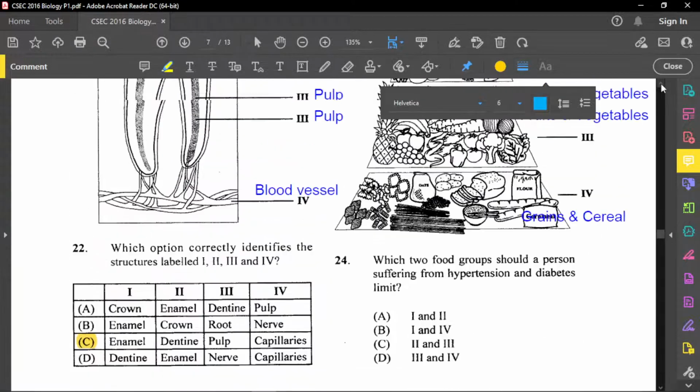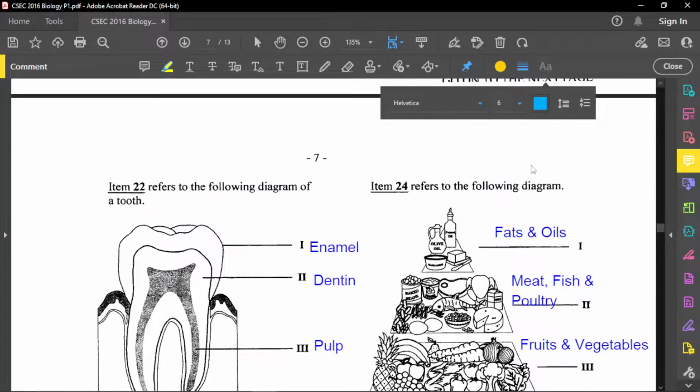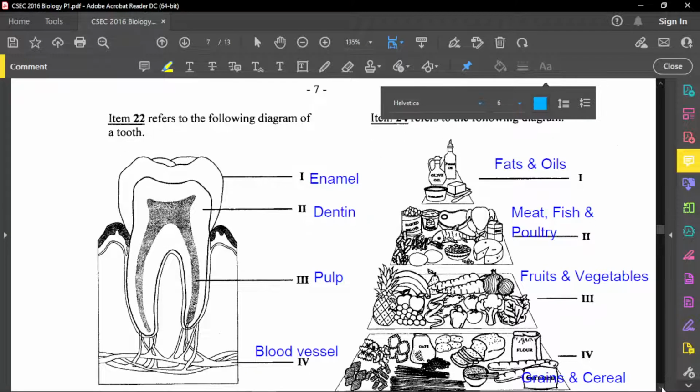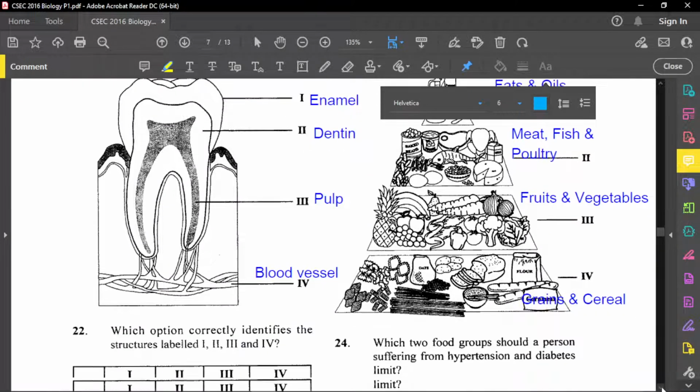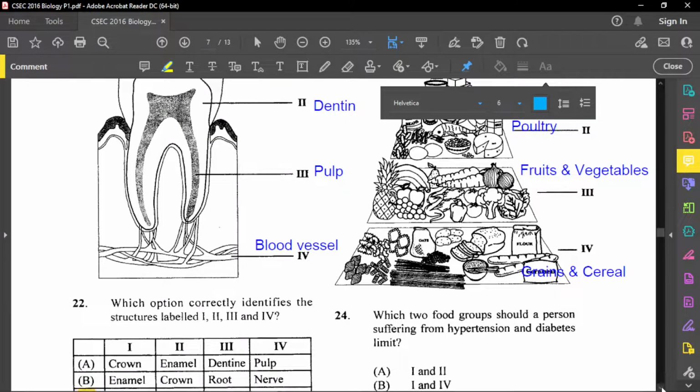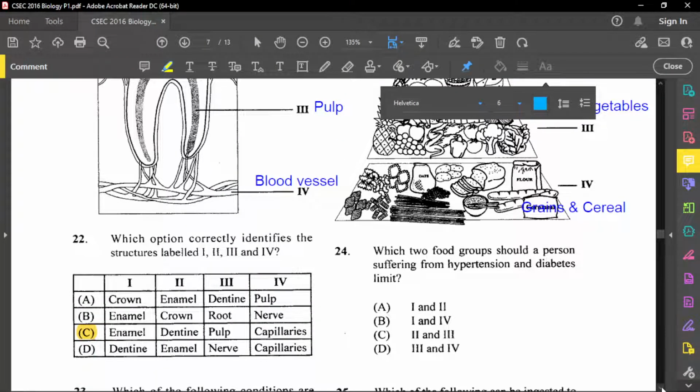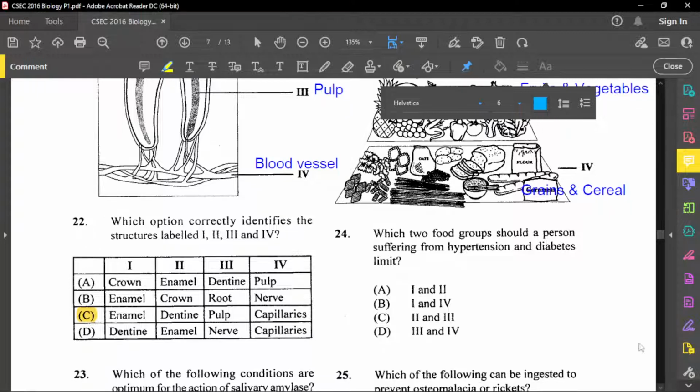All right, question number 24. We have a food pyramid right here, and I actually labeled it: you have fats and oils, meat, fish, and poultry, fruits and vegetables, and grains and cereal, which is a carbohydrate type of food. It asks which two food groups should a person suffering from hypertension and diabetes limit? If you have diabetes, you're going to stay away from the starchy stuff, the things that contain a lot of sugar. So all this group right here, the starchy stuff, you stay away from those.